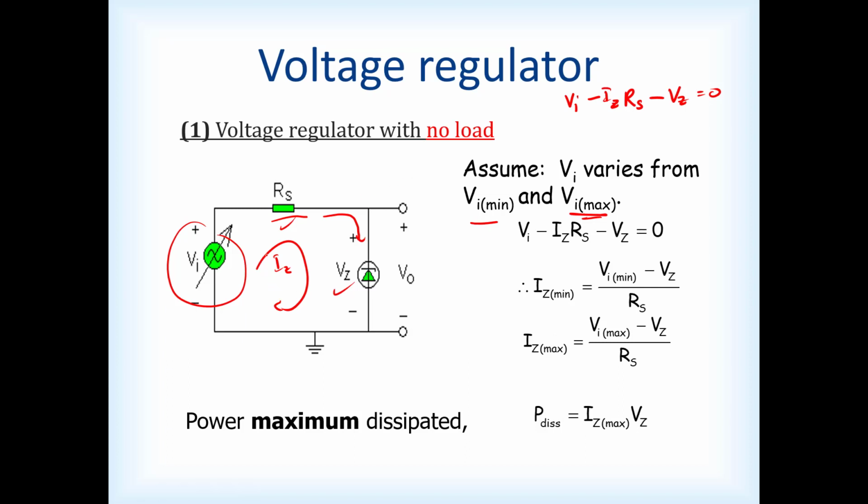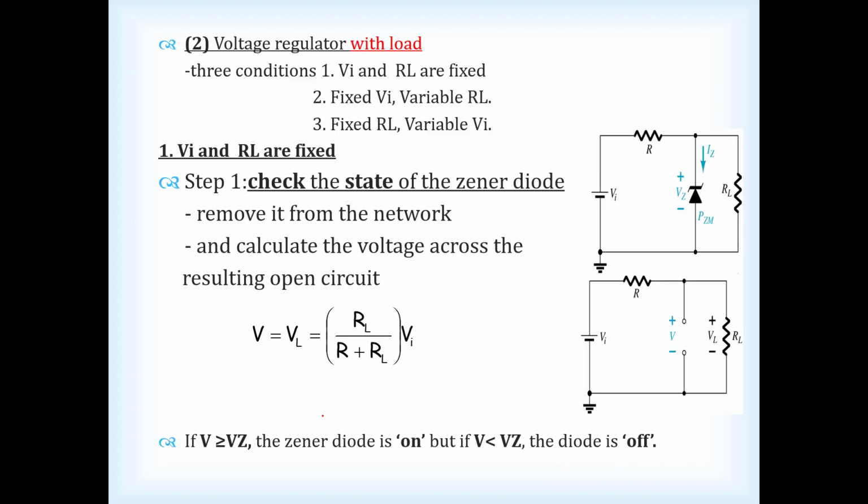So we have this circuit with Kirchhoff's voltage law equal to 0, and then you can find IZ equals Vin minus VZ over RS. Finally, power dissipated P equals I times V, which is IZ maximum times VZ. Why do we look into IZ maximum? If you want to look at the maximum power dissipated, then you have to look at the IZ maximum.